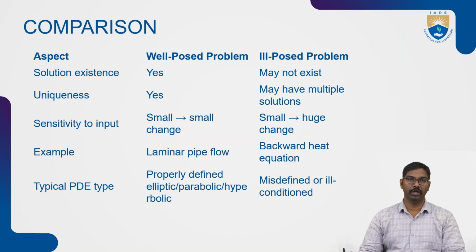And sensitivity to input is very small in the case of the well-posed problem, but in the case of ill-posed problems, it may lead to huge changes in the solution. For example, we can consider the laminar pipe flow for well-posed, and for the ill-posed problem, we can consider the backward heat equation. The typical partial differential equation types for well-posed are elliptic, parabolic, and hyperbolic. And for ill-posed, we can consider misdefined or ill-conditioned problems.